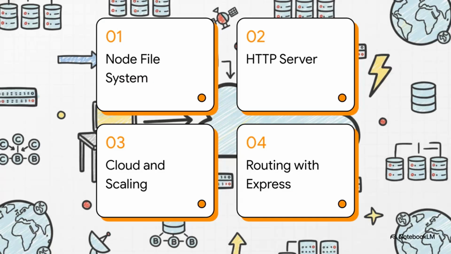Okay, let's dive into this roadmap. First, the node file system. Second, building an HTTP server. Third, the cloud and scaling. And finally, number 4, routing with Express.